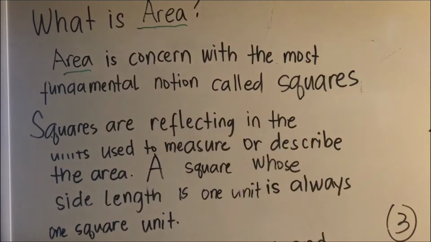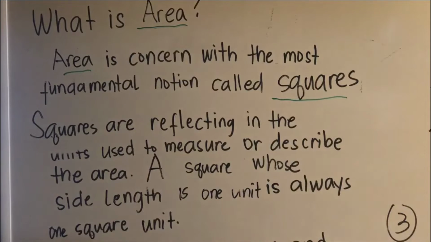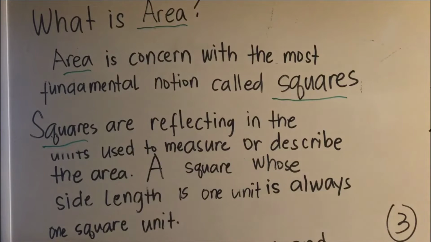Area is concerned with the most fundamental notion called squares. Squares are reflected in the units used to measure or describe the area. A square whose side length is 1 unit is always 1 square unit.